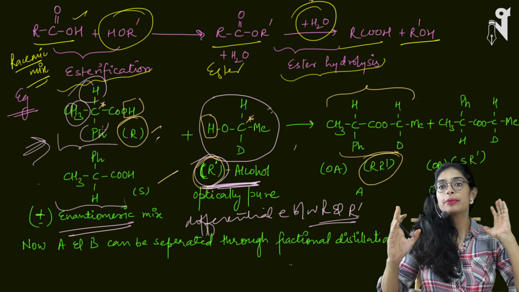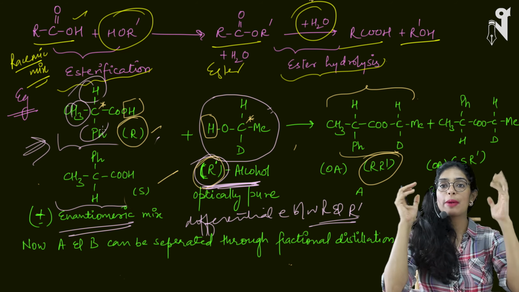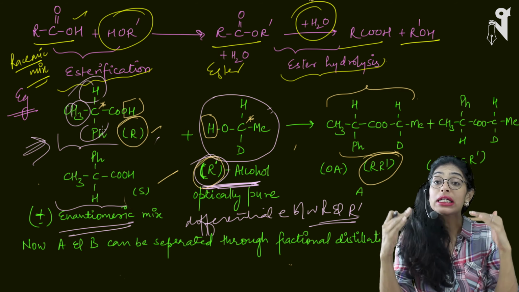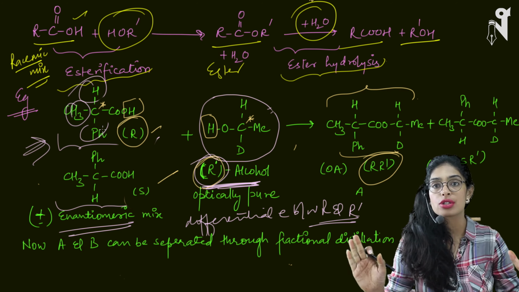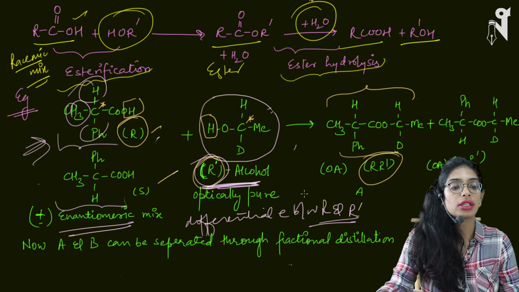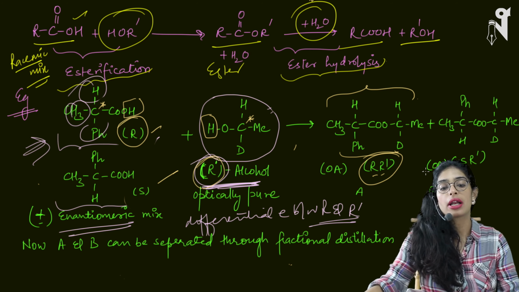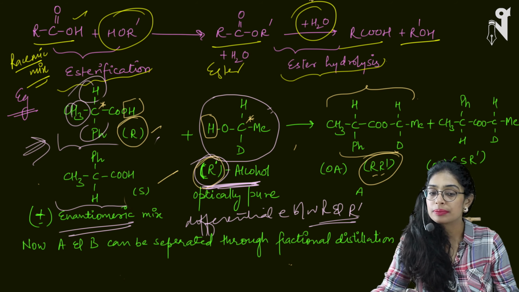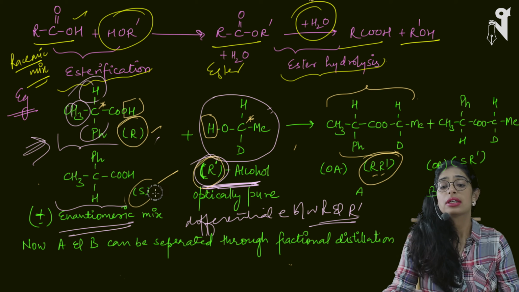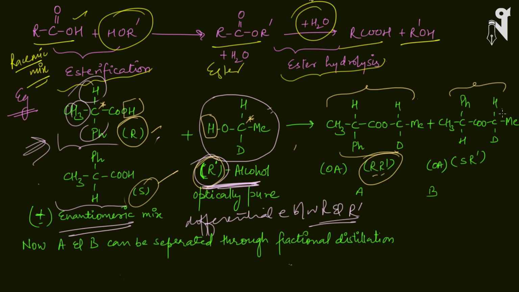So the spatial arrangement or configuration is not going to change unless the chiral carbon is involved in the reaction. The configuration will not change. So the alcoholic part will still remain R dash and the carboxylic acid part will still remain R, and the compound will become RR dash. In exactly the same way, when this alcohol reacts with S, the compound formed will be SR dash. So basically RR dash and SR dash are both optically active, but both are diastereomers of each other.